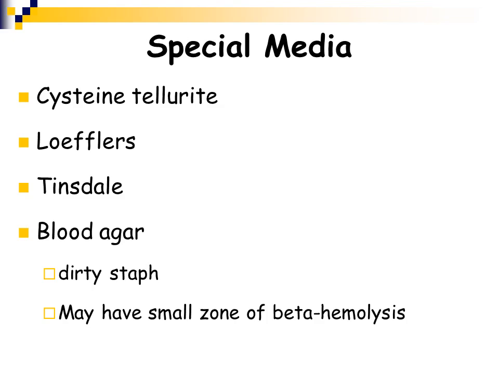There are special media that are needed to grow Corynebacterium diphtheriae. These media include cysteine tellurite, Loeffler's, and Tinsdale. It will grow on blood agar, and on 5% sheep blood agar it tends to look like a staphylococcus, but it has a more grayish color to it, so it's referred to as looking like a dirty staph. Many Corynebacterium diphtheriae have a very tiny zone of beta hemolysis around them when grown on 5% sheep blood agar.